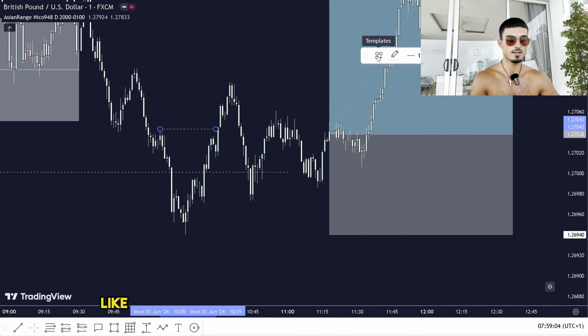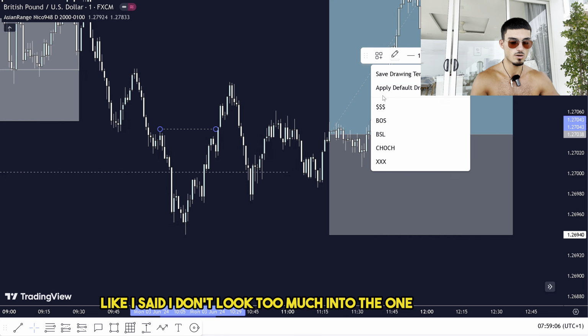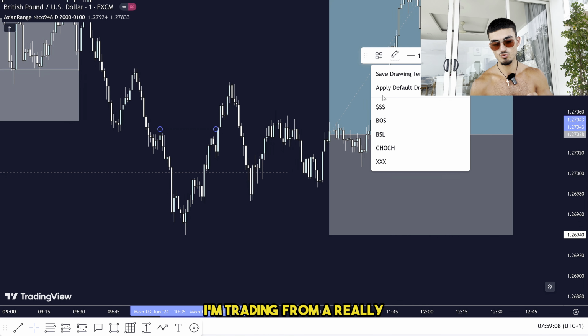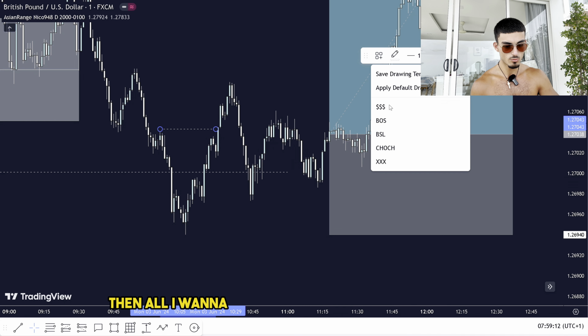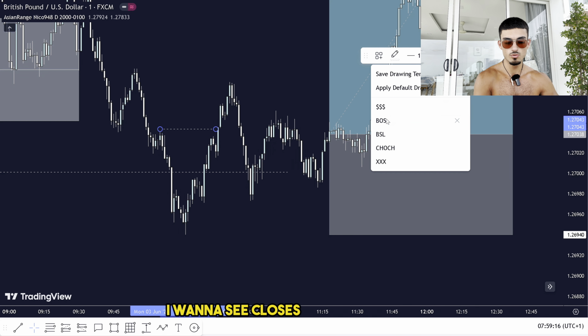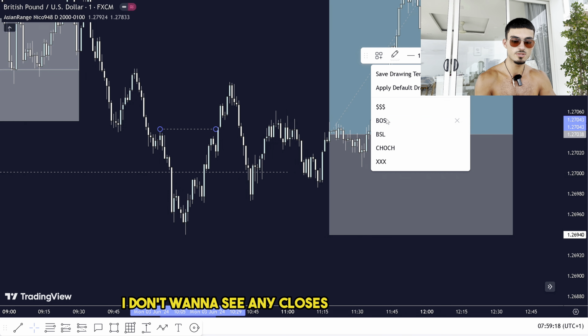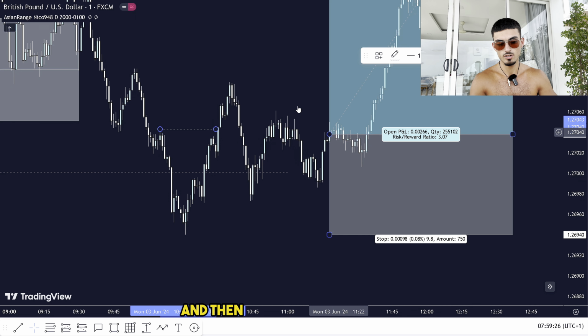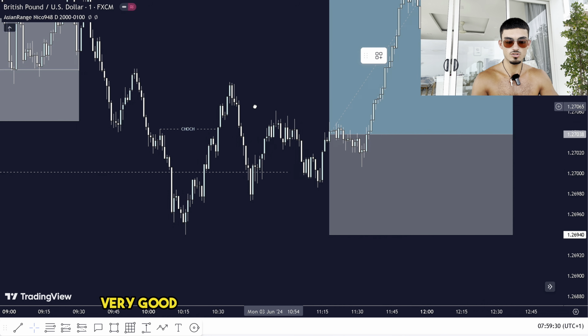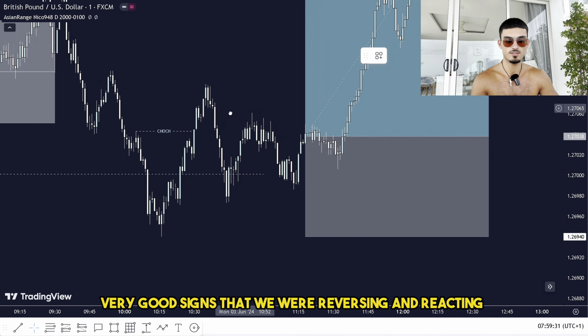But yet again, guys, like I said, I don't look too much into the 1 minute. If I'm trading from a really, really strong level, like that hourly level of liquidity was, then all I want to see is basically just a big reaction from it. I want to see closes above that level. I don't want to see any closes below this hourly liquidity point. And of course, we didn't see any of that. So I was very happy to look to take a trade here after seeing a market structure shift, and then after seeing very good signs that we were reversing and reacting from this level nicely.